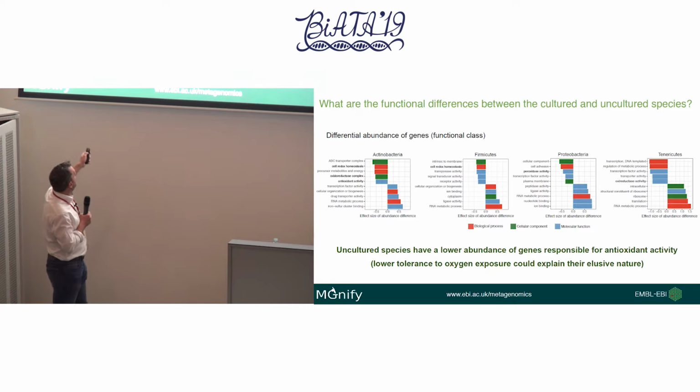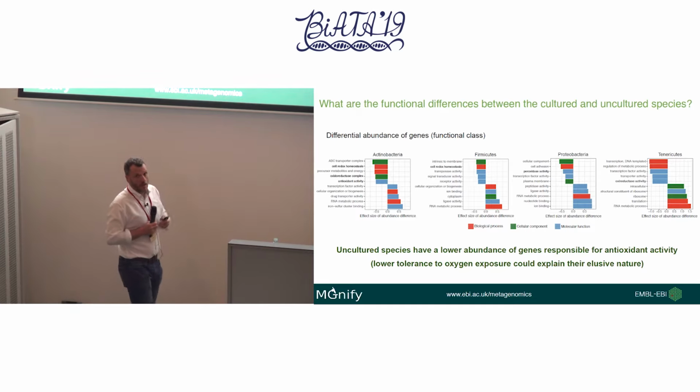And that's what you've got here for 4 of the different phyla. So Actinobacteria, Firmicutes, Proteobacteria, and Tenericutes. So if you've got a positive effect, you're more abundant in the MAG. If you've got a negative effect, you're less abundant in the MAG.